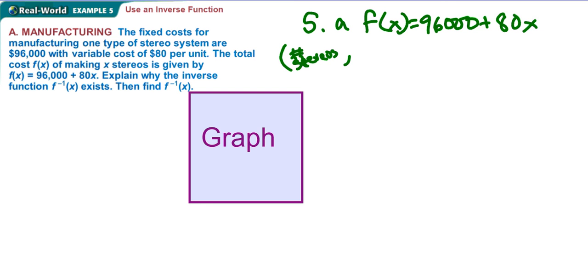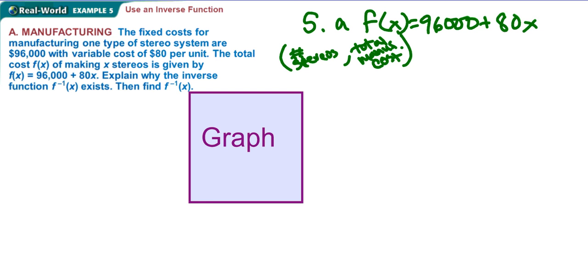And what does Y stand for? What does Y stand for? So, right, the total manufacturing cost. Manufacturing cost. So just to kind of have that in our mind, because I just know they're going to ask you some things about that relationship.